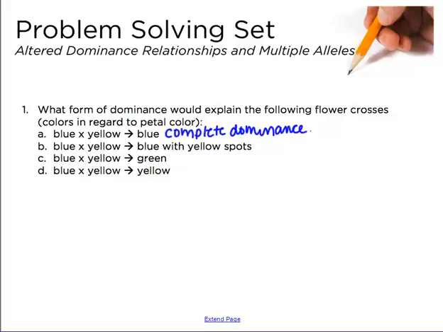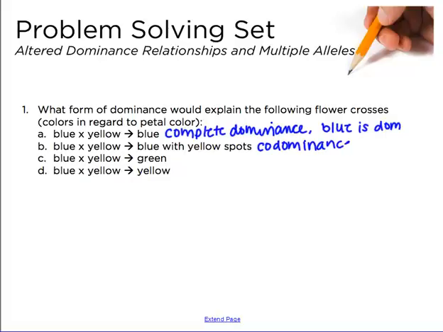With the blue allele being completely dominant over the yellow allele. So blue is dominant. And that's a characteristic of complete dominance because one of the phenotypes completely masks the other. For B, it says a blue times a yellow, and all the offspring are blue with yellow spots. Now here, both phenotypes are showing in the offspring, which is characteristic of codominance.